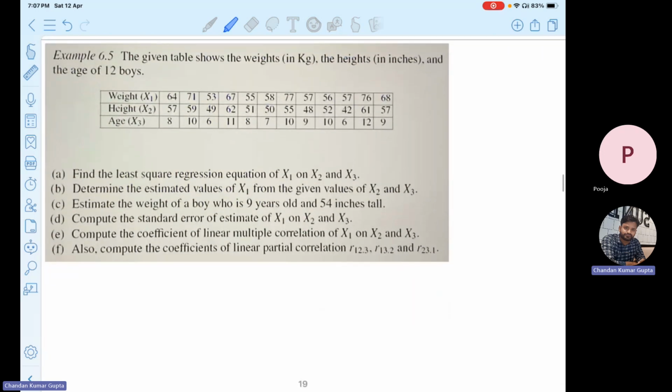Now the next is the numericals. Here we are given a table that shows the weight, height, and age of 12 boys. The weight is x1, height is x2, and the age is x3. So we have three random variables: weight, height, and age.